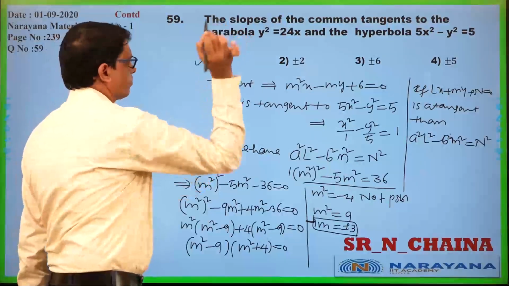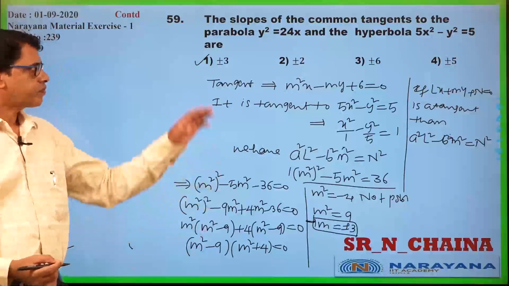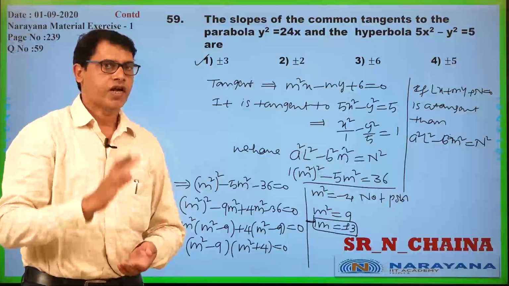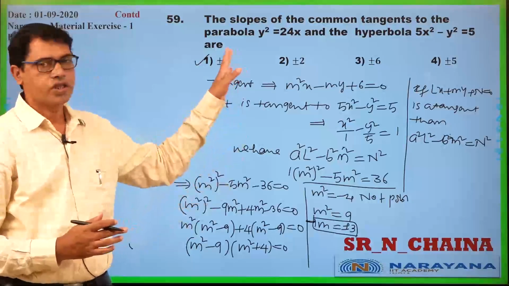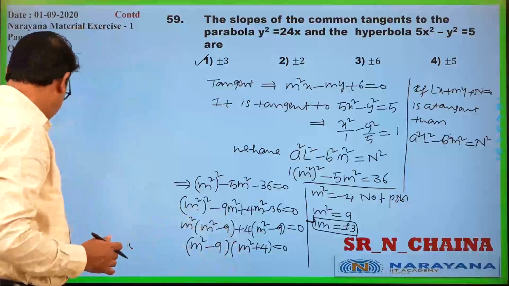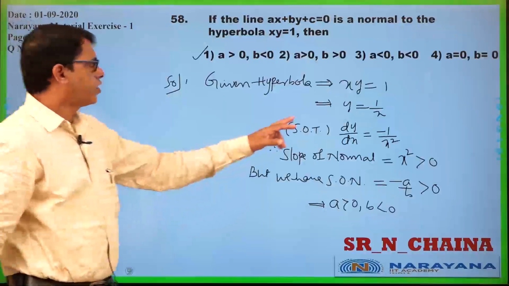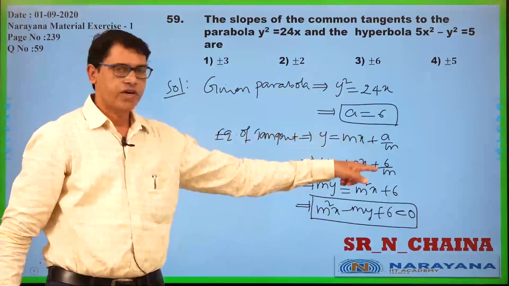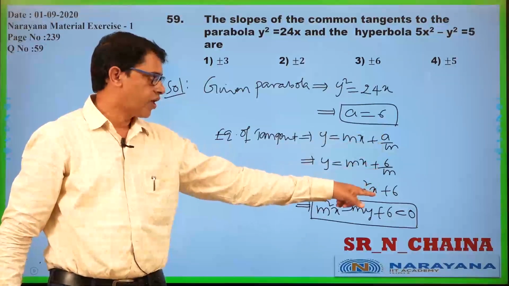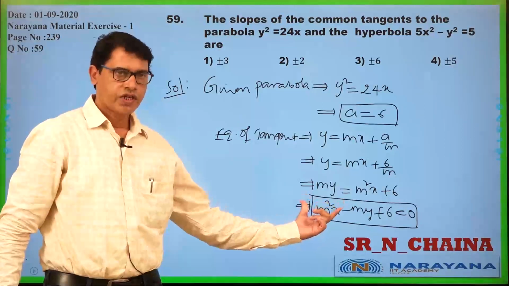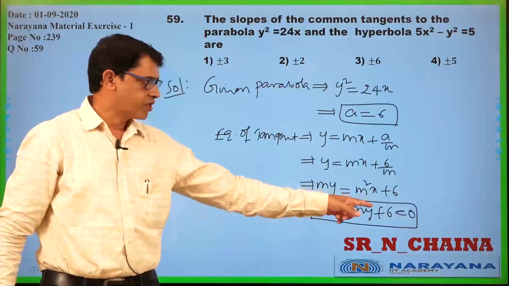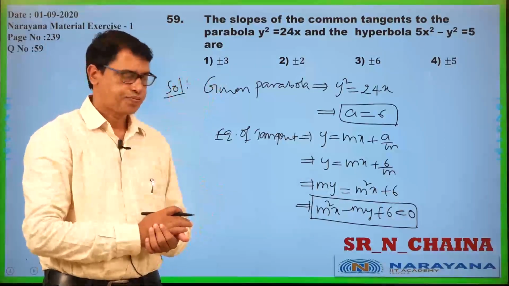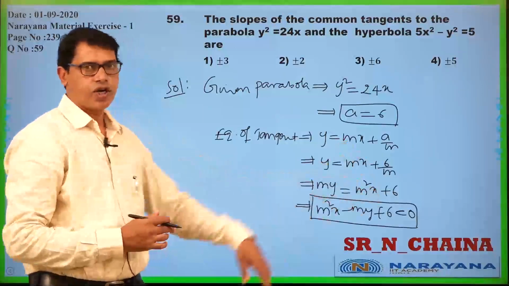So, first option. Okay. So, here what I did: first, the equation of tangent to the parabola in slope form, y is equal to mx plus a by m. Here a value 6, apply. So, we get the equation m square x minus my plus 6 equal to 0. Now, this line is a tangent to the hyperbola.